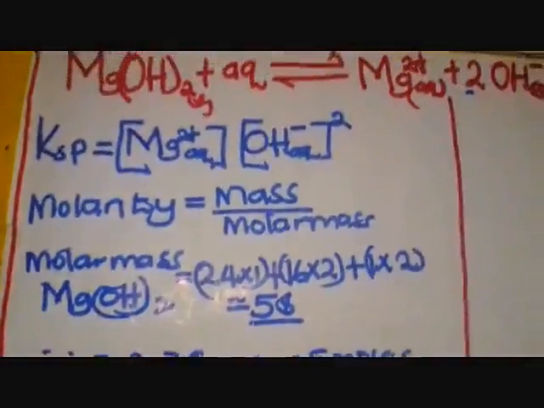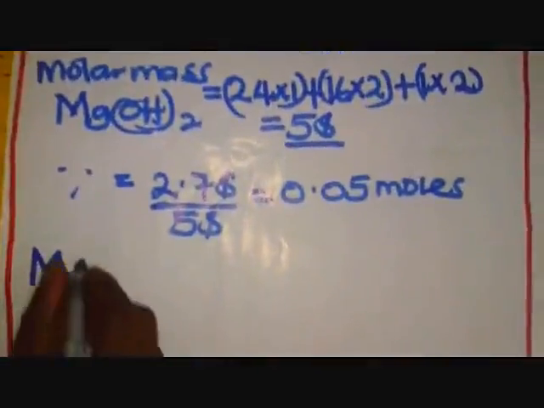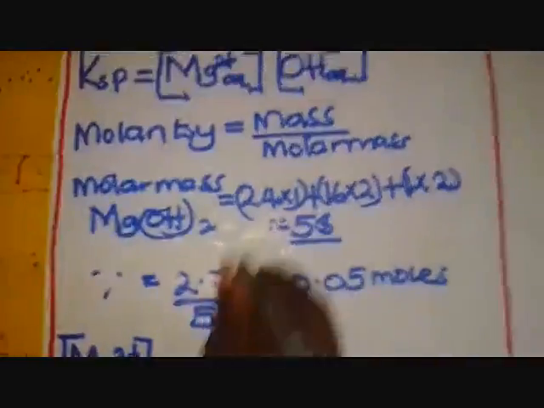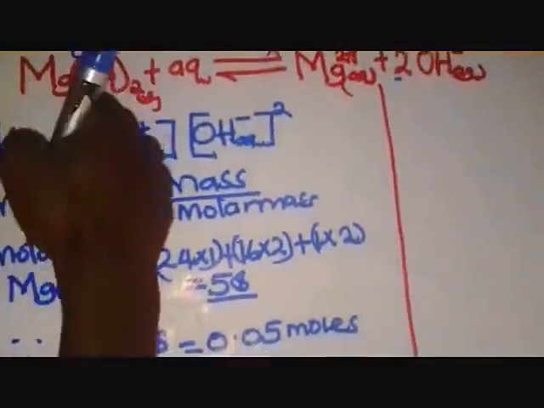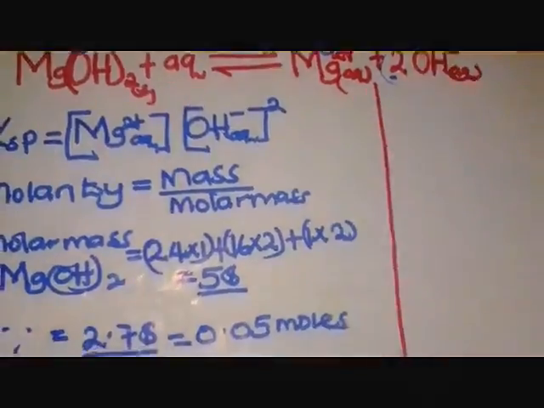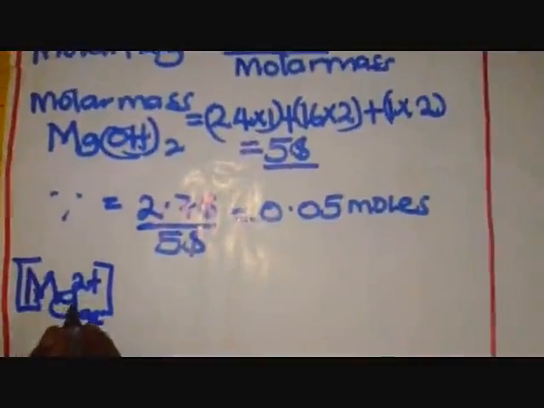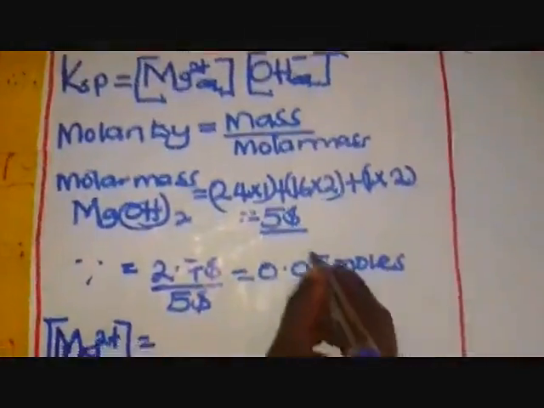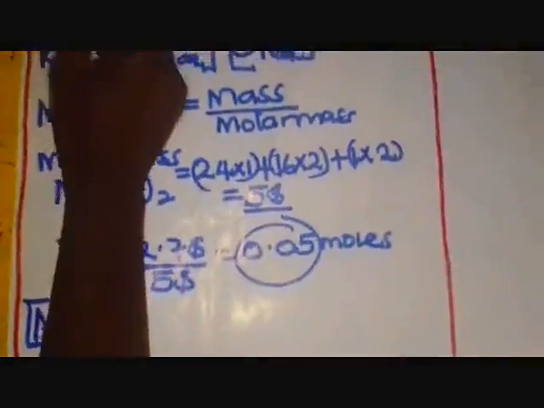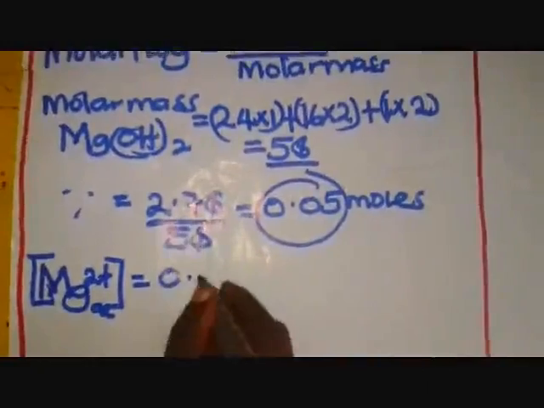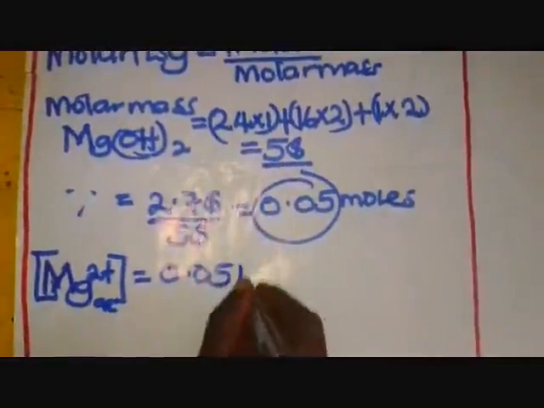Remember we said like this, so we have to find the concentration of magnesium ions. When we are finding the concentration of magnesium ions, we are going to base on the mole ratio. 1 mole of this one, when you look here, produces 1 mole of that, and then it produces 2 moles of hydroxide ions. Therefore, the concentration of magnesium ions, since 1 mole produces 1 mole, is going to be equivalent to the concentration of magnesium hydroxide. Remember, it is for magnesium hydroxide. Don't forget that. So the magnesium ion concentration will be 0.05 moles.